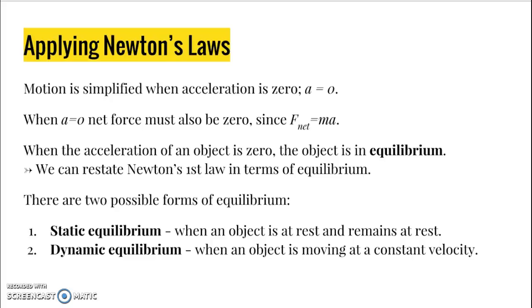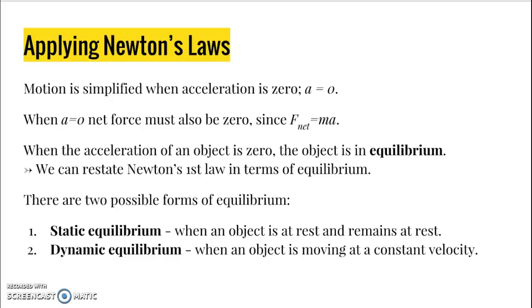So motion is simplified when acceleration is zero. Here acceleration is symbolized by a lowercase a, and a is equal to zero. Now we know from Newton's second law that net force is mass times acceleration. So when acceleration is zero, net force must also be zero. That's not to say that there aren't some non-zero forces acting on the object, but the net force, the total of these forces, has to be zero. We call this state of the object, when its acceleration is zero, equilibrium.